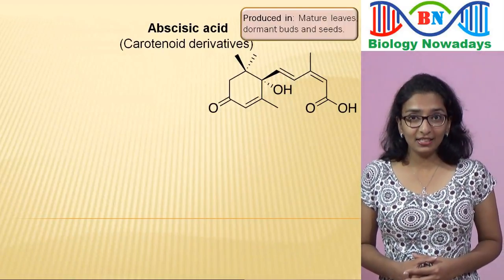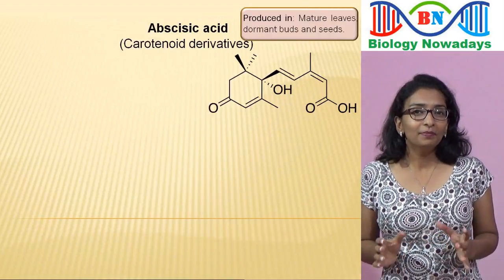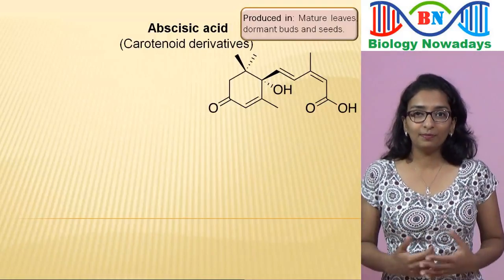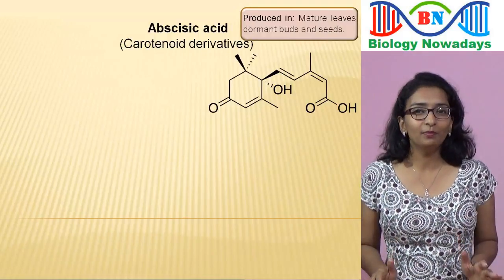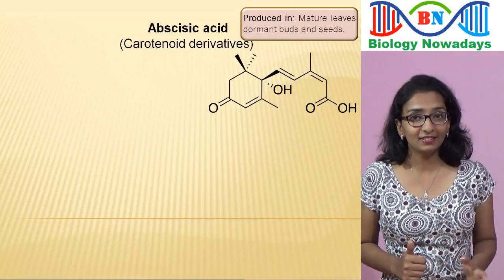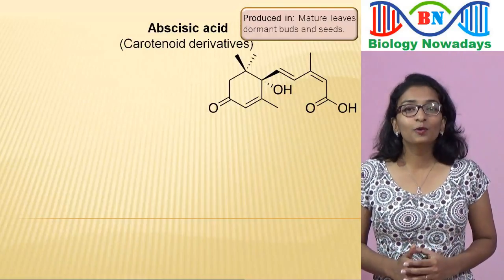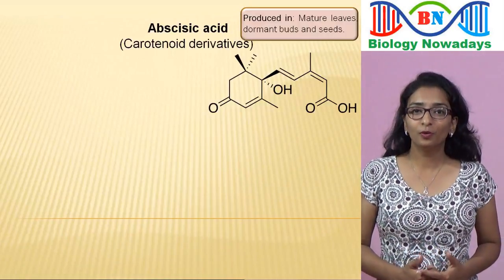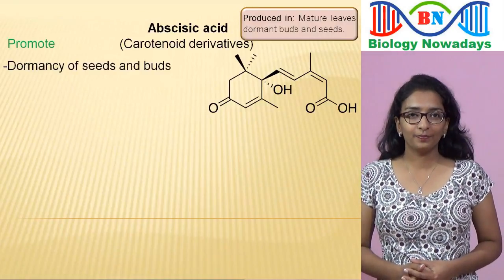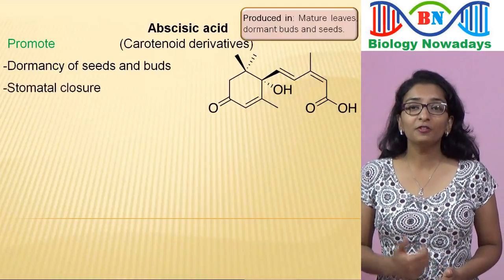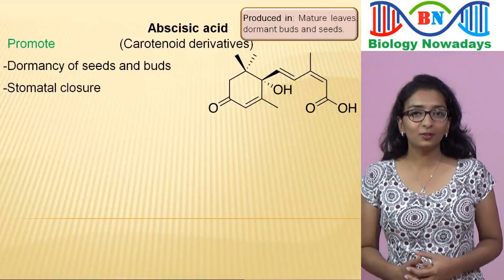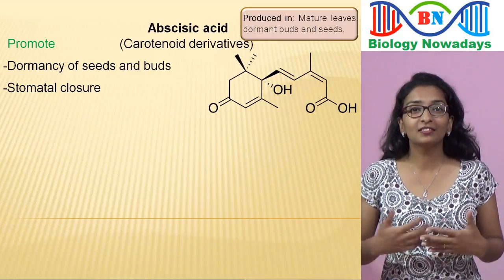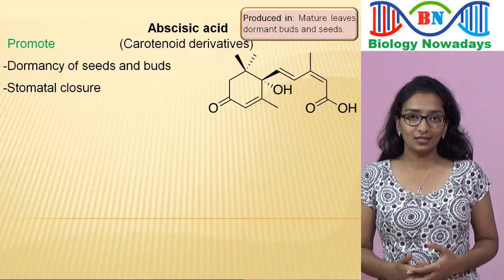Today, this name abscisic acid is a little misleading because it is now proven that even though abscisic acid promotes abscission, it does not play a primary role. As I said earlier, it is ethylene which plays the primary role in abscission. Abscisic acid promotes dormancy in seeds and buds. It also promotes closure of stomata under drought conditions so that less water is lost through stomata and helps the plant survive in such unfavorable conditions.